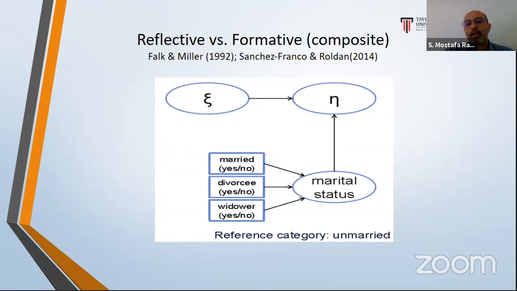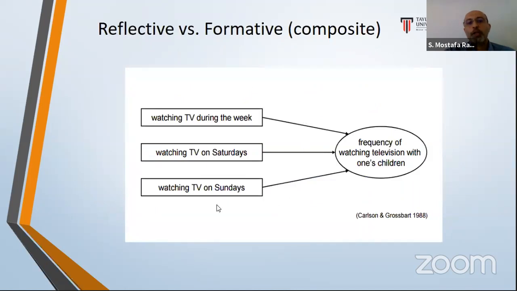For example, marital status can be a composite construct. Actually, we can transfer it to a composite construct. Or here, the frequency of watching TV. We measure it based on watching TV during the week, watching TV on Saturday and Sunday. So these three totally can represent the frequency of watching TV by children, right? So this is an example of a composite construct.